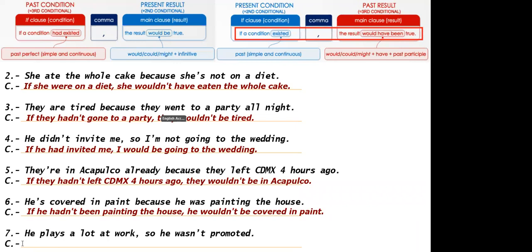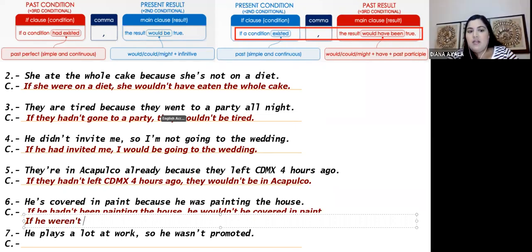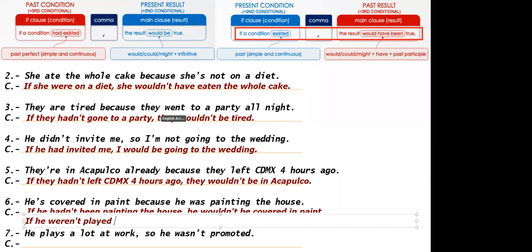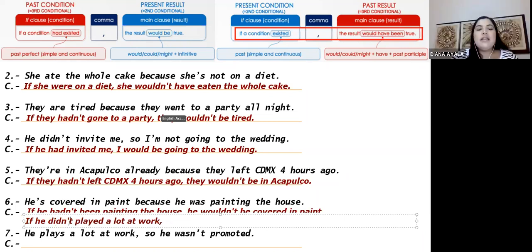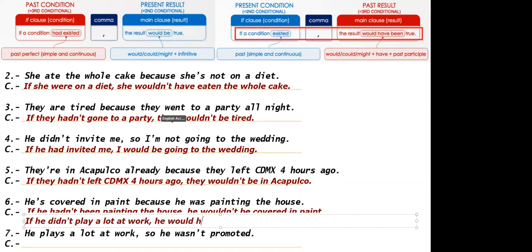Number seven. He plays a lot at work, so he wasn't promoted. The situation is he wasn't promoted. If he weren't played. A lot of work. If he didn't play a lot at work, he would have been promoted. Would have been.